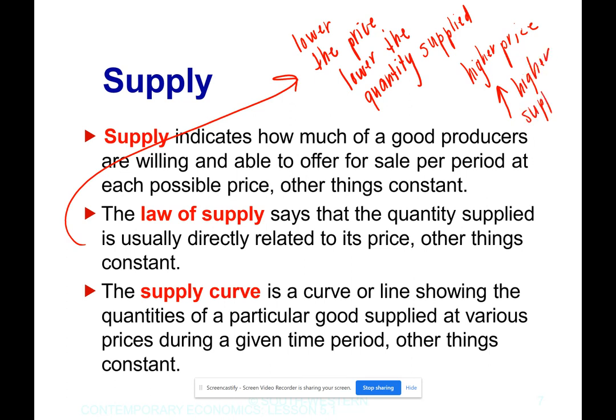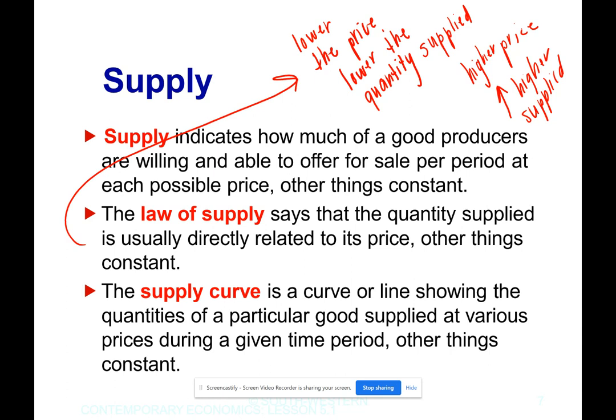Hopefully you can read that. The supply curve is a curve or a line showing the quantities of a particular good supplied at various prices during a given time period. So with the supply curve, we're going to be able to notice how different prices affect supply. If it's a lower price, we're going to see that there won't be as much supplied.